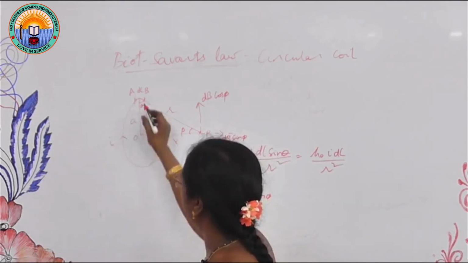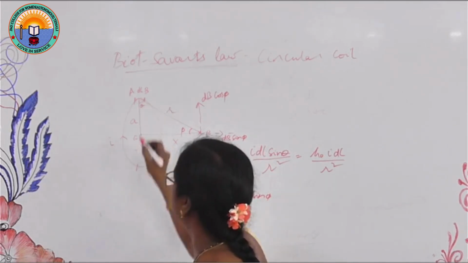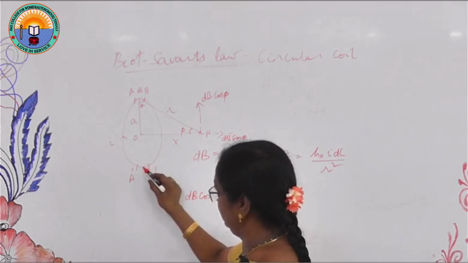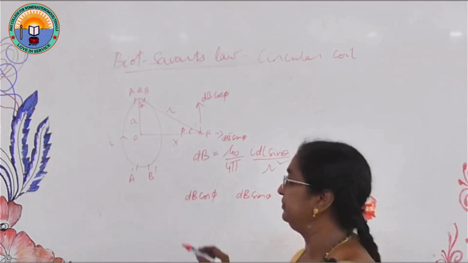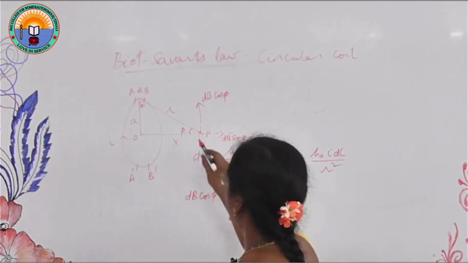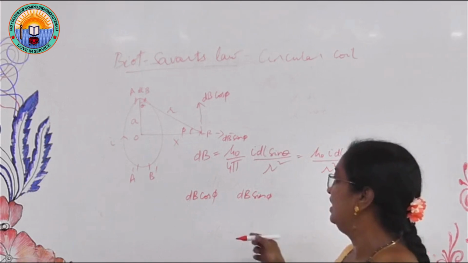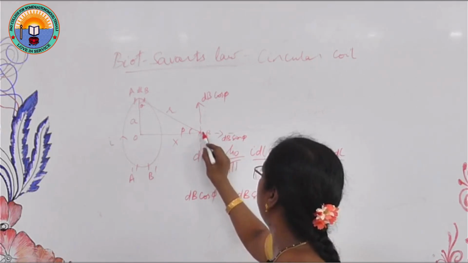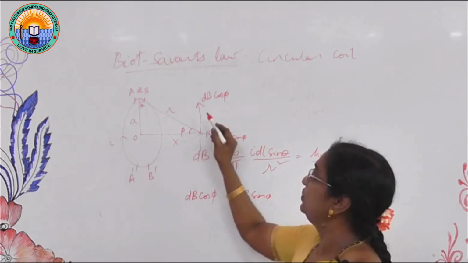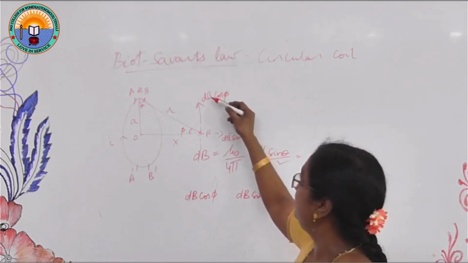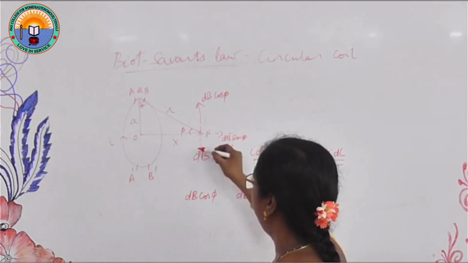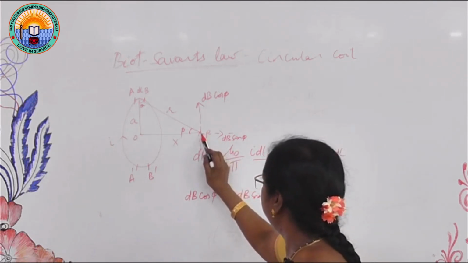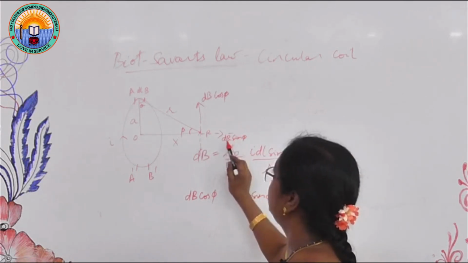So if we consider another element diametrically opposite to this element, that is A dash B dash, it also will produce the same magnetic field at point P. That magnetic field also can be resolved into two components, dB cos phi and dB sin phi. The vertical component will be like this and the horizontal component will be along the axis. So the vertical components will get cancelled. dB cos phi is in upward direction and another dB cos phi is in downward direction. These two components will get cancelled and the remaining component is along the axis, that is dB sin phi.